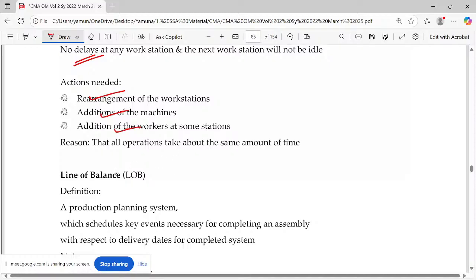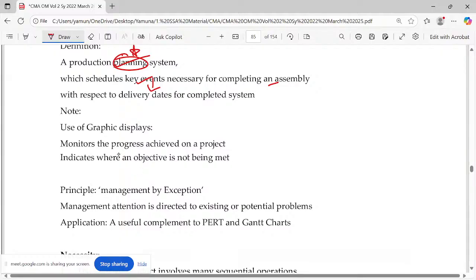This complete process is what you call line balance, which is a production planning system. See, it's a planning system, which schedules key events necessary for completing an assembly with respect to its delivery dates for the completed system as finished goods.